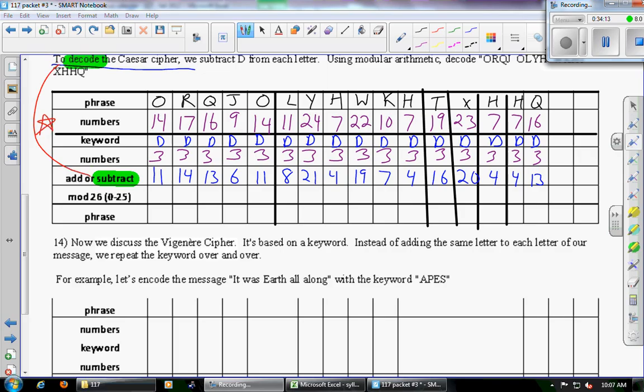Yeah, so this is the big difference, right? Before we were encoding and we added the purple numbers. Now we are decoding. What are we going to do? We're going to subtract. Instead of going three forward, we're going three backwards. And I'll highlight those guys then. Whenever you are decoding, you are subtracting. So go ahead and subtract, and don't be surprised if you get some negative numbers. That's expected.